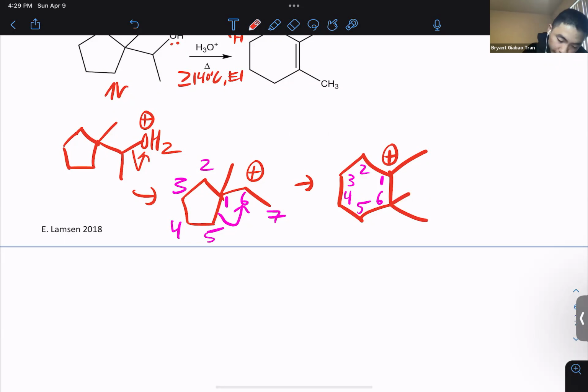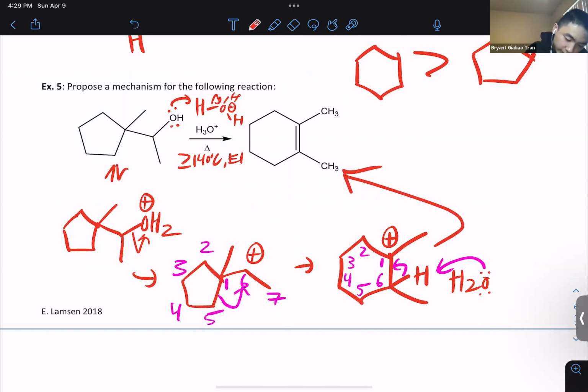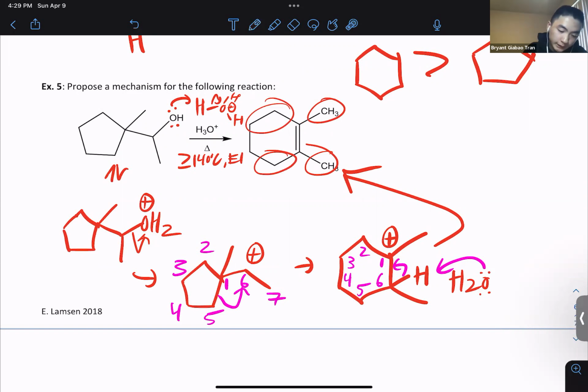Then our last step here is to form our double bond, or do the E1 reaction. We're going to use the conjugate base of water and reform our acid catalyst by grabbing that hydrogen and forming the most stable double bond that we can get, which is going to be our tetra-substituted double bond here, because we have 1, 2, 3, 4 R groups attached to that double bond.